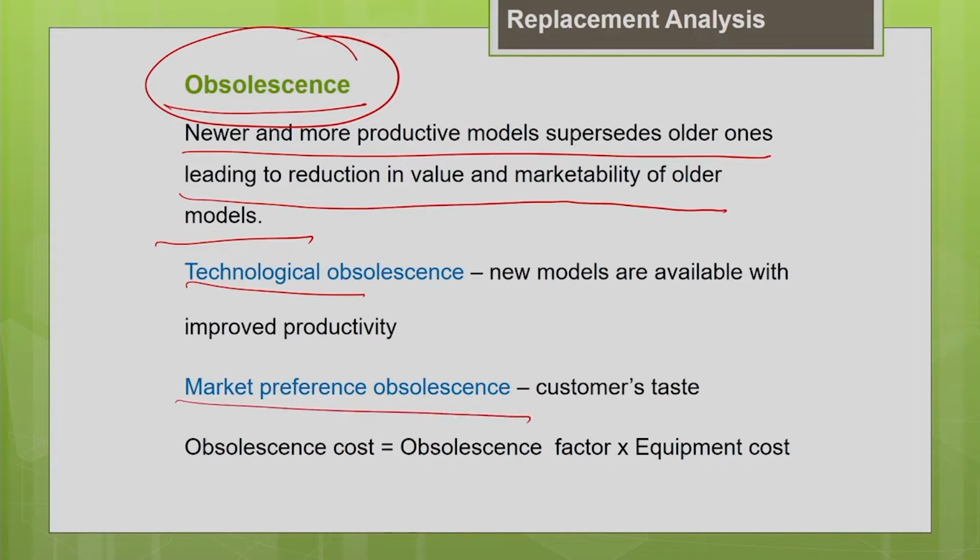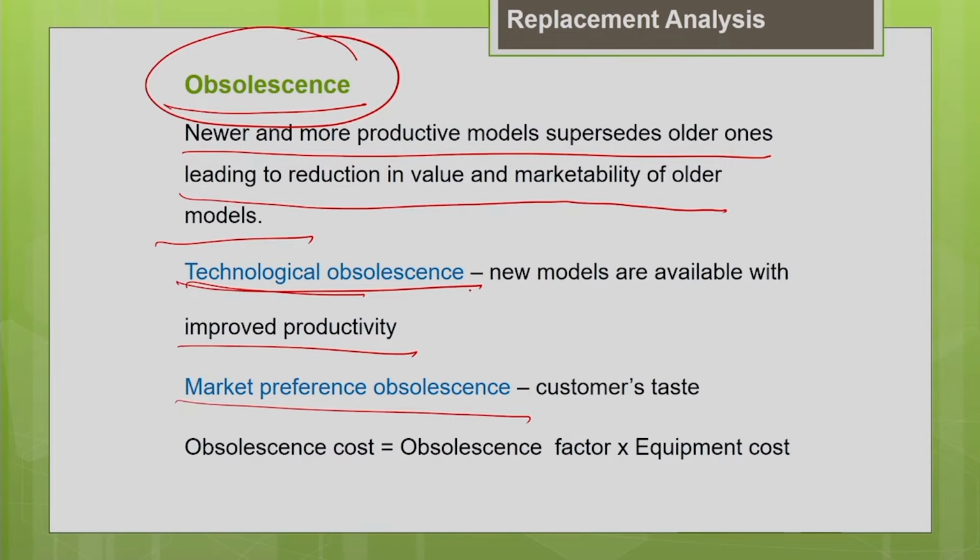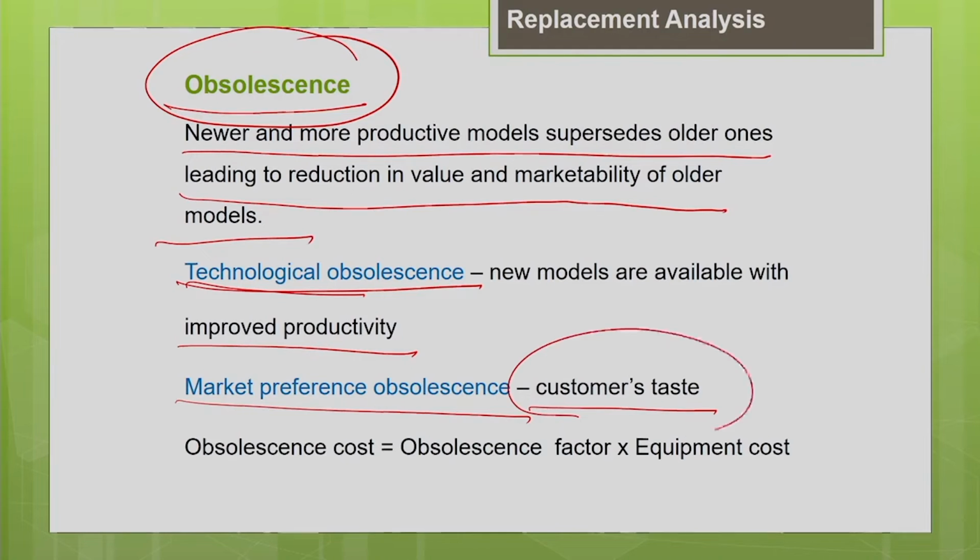Technological, as I just told you, is due to the loss in productivity. There are many competitive models with better productivity in the market, but you are sticking to the old machine with very low productivity. What is the cost associated with it? What is the loss we are facing because of that? That is technological obsolescence. The other one is a little bit difficult to quantify, because customer taste changes with time. When they see many advanced features in the new models, their taste changes. Even though your machine may be performing well, the customer taste would have changed. That is market preference obsolescence.